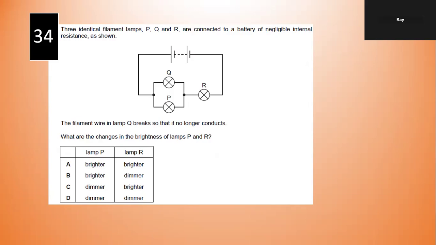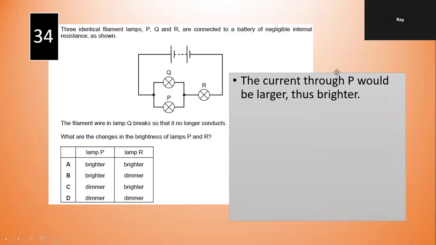Okay, then Q breaks, so that it no longer conducts. P will be brighter and R will be dimmer. So the answer is B. The current through P will be larger. Previously, the current is shared between both of them. The current in P will be larger, thus it will be brighter. Correct.